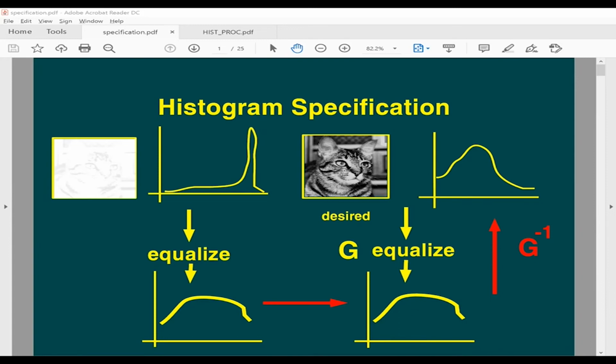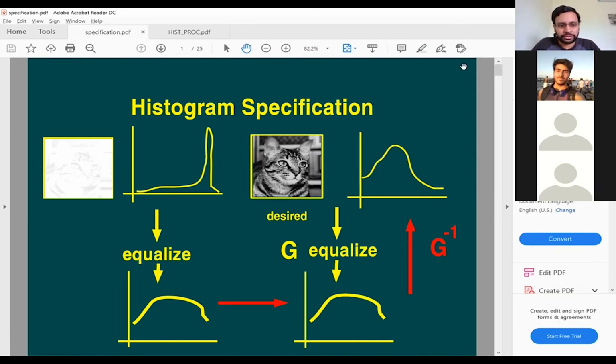Does that answer your question? Yes, sir. My question was about the cases where histogram equalization is not a good option, and instead contrast stretching is a good option. Can we extend that concept to histogram specification? Like, instead of equalizing the histogram, we do contrast stretching for both the images.